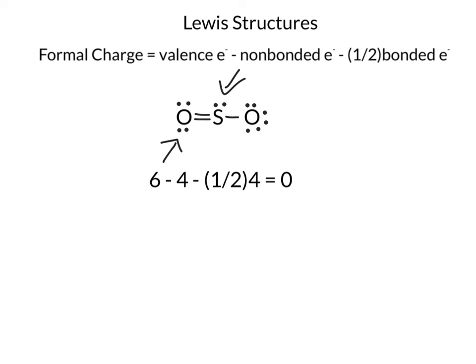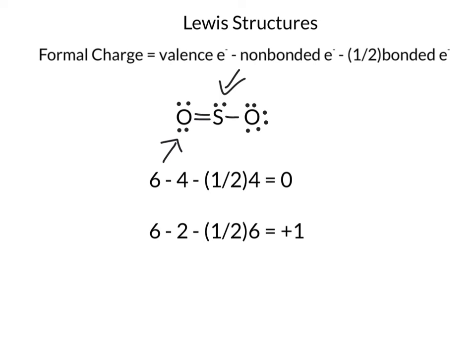Sulfur also starts with 6 valence electrons. In this diagram, we're going to subtract from that 2 non-bonding electrons for those 2 dots that we see on the sulfur, and then we'll subtract half of the 6 bonded electrons from those 3 bonds. This will give sulfur a formal charge of +1. This is expected because sulfur is bonding 1 additional time beyond what it usually wants to bond. Since sulfur normally needs 2 more electrons, it'll usually bond twice. In this case, we're forcing it to bond 3 times.